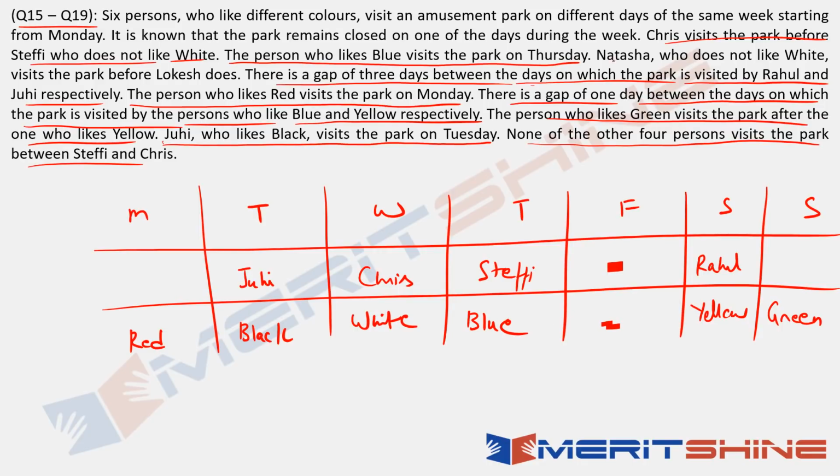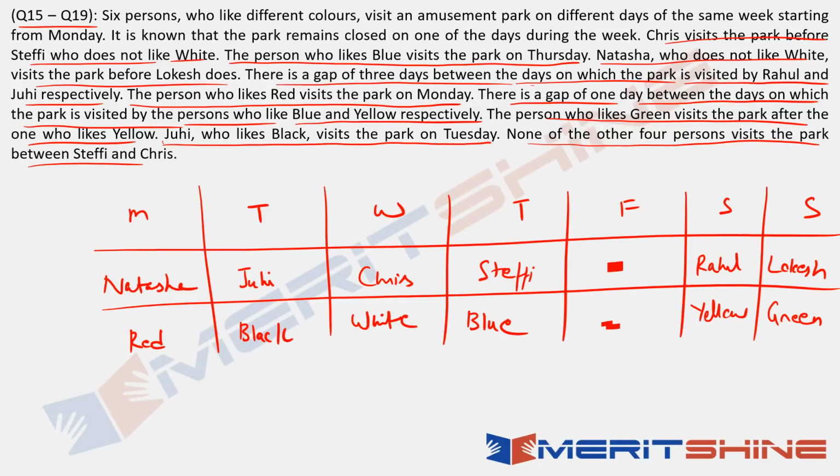Done with it. Natasha, who does not like white, not useful, visits the park before Lokesh does. So this has to be Lokesh, and this is Natasha. Guys, I have seen you doing questions like this in live classes in 1.5 minutes, 2 minutes. In prelims also, at times in mocks, you find questions that have 3 cases, 4 cases. But what did this one have? Think about it. If you do not do these questions, it's bad.